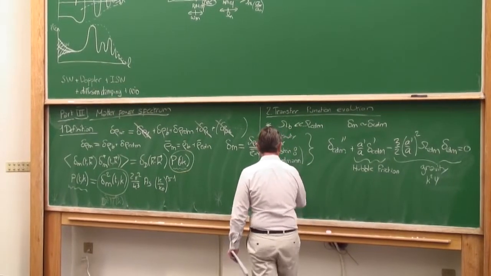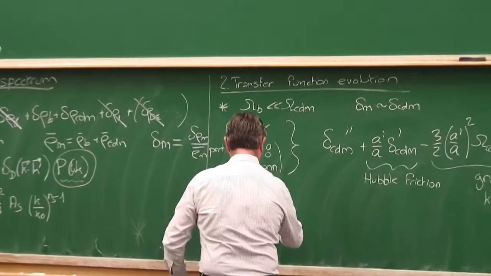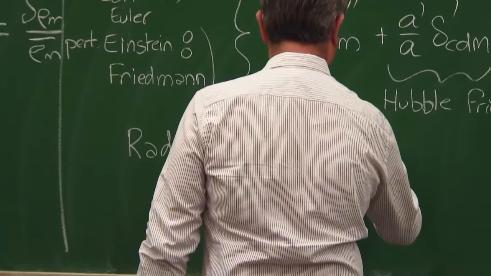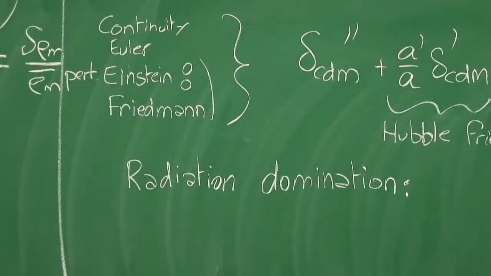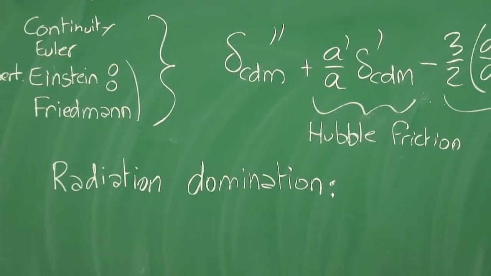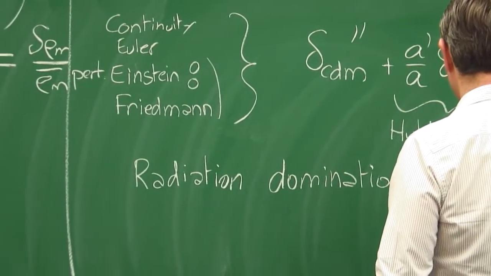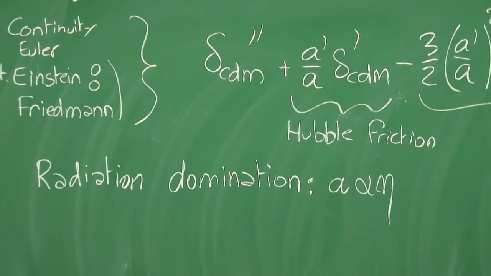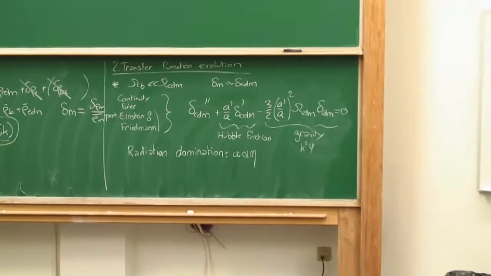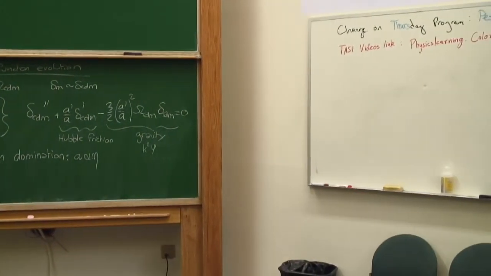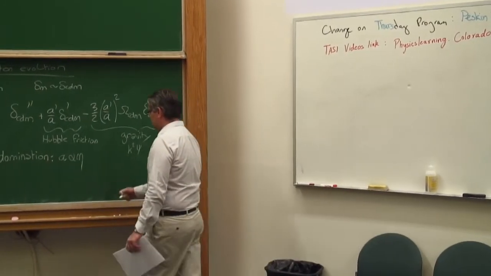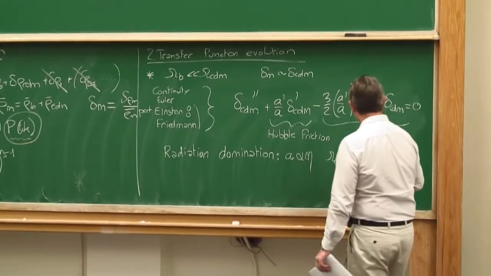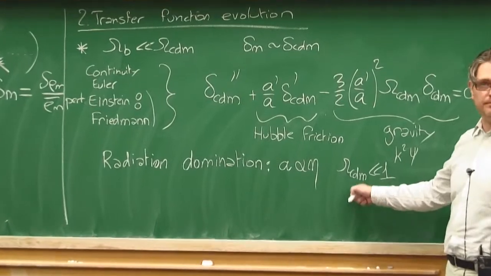If you apply this equation during radiation domination, then you have to work a bit more than during matter domination. During radiation domination, it's trivial to show that the scale factor goes like conformal time. This you can do. You take the Friedmann equation and the definition of conformal time. You can do it in 1 minute. I encourage you to do it. During radiation domination, you have this relation, and omega CDM is very small, because the universe is dominated by photons.